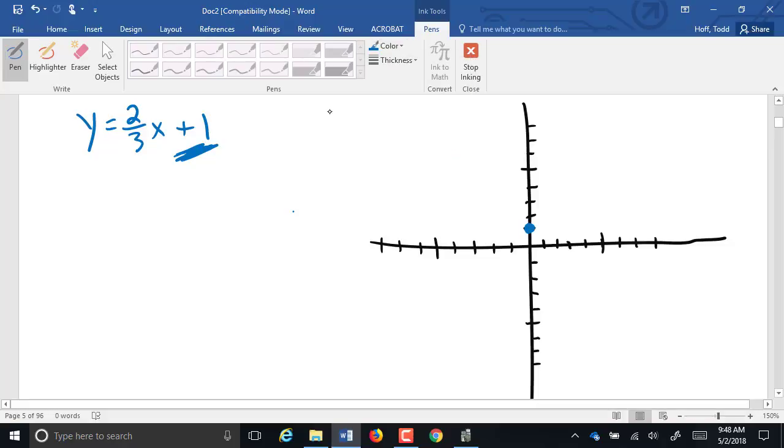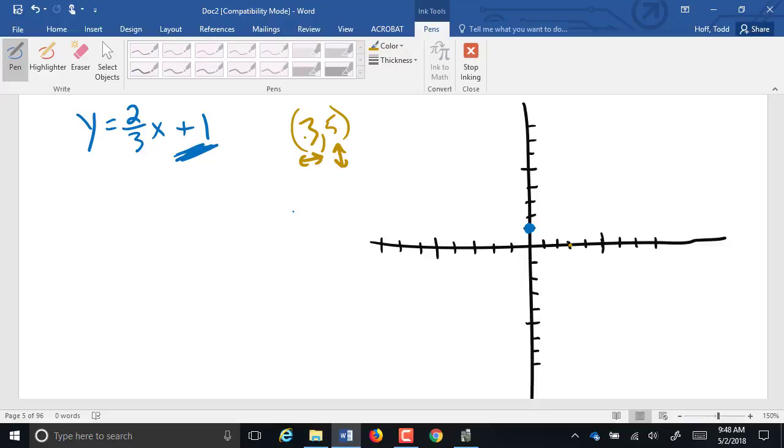If I were plotting the point (3, 5), I would start out by going sideways 1, 2, 3, and then up 1, 2, 3, 4, 5, right? When we're plotting points, we always go side to side first. This first coordinate is side to side, and the second one's up and down. So plotting a point, we always go side to side first, and then up and down. When we're graphing, we always go up and down first, and then side to side. So it's kind of a weird little switch that a lot of people make mistakes with. It's kind of confusing.